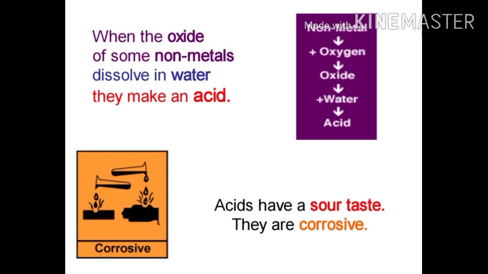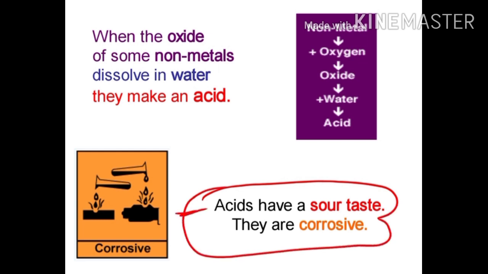Okay, now we have one more term: acids are sour in taste. This is a property of acids. Acids are sour in taste and they are corrosive in nature. First of all, the question may arise in your mind: can we taste all acids by tongue? It's very difficult, it's corrosive.